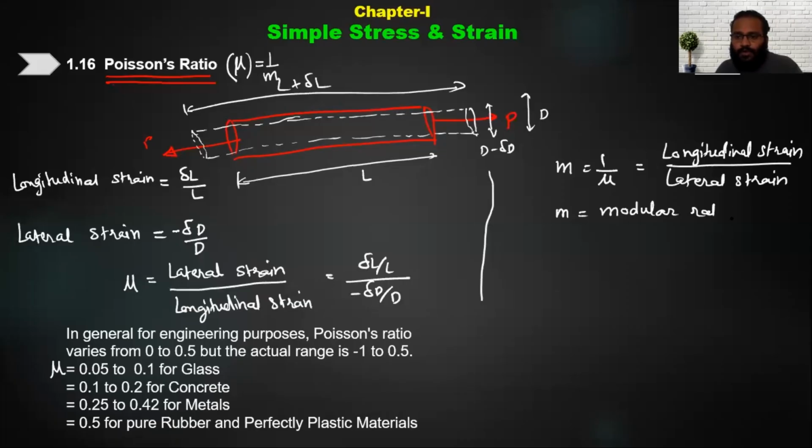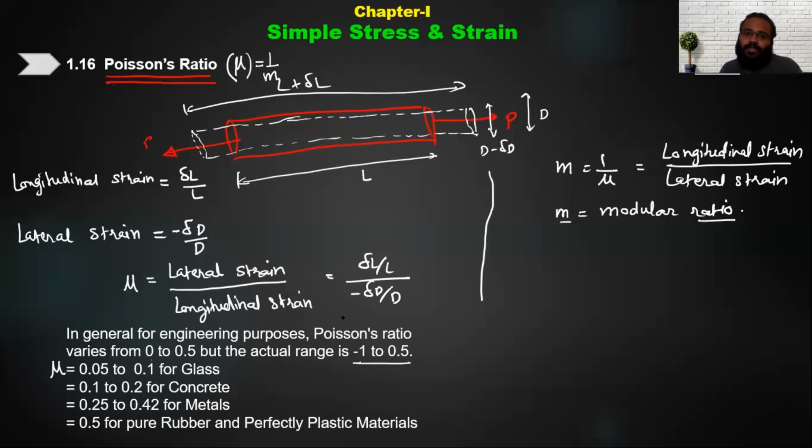Okay, so either the Poisson's ratio will be given or a modular ratio is given, but these ratios don't have any unit, they have certain values. If you take the value of mu, the actual value of mu lies between -1 to 0.5, but practically when we use it, the negative sign, we know that it is only for the reduction or the decrease.